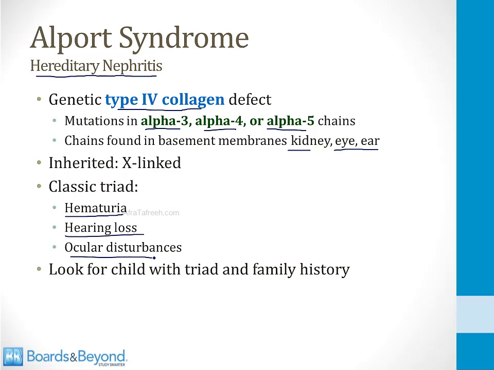For this reason, children with Alport syndrome have a classic triad of hematuria from nephritis, as well as hearing loss and ocular disturbances. These are X-linked disorders, so they more commonly occur in boys, and the way you want to recognize these in a board question is by looking for a male child who has this triad of symptoms and a family history of these types of problems. The question will likely ask you about the type 4 collagen involvement and the alpha chains. And that concludes our module on nephritic syndrome.